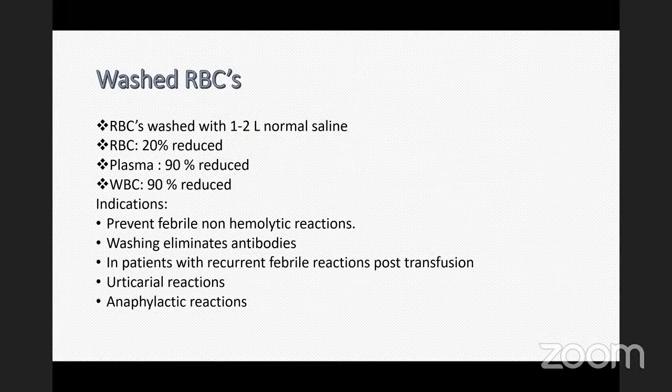We'll continue with the popular one, the washed RBCs. The RBCs are washed with 1 to 2 liters of normal saline; RBCs are reduced by 20%, plasma by 90%, and WBCs by 90%. The indication for washed RBCs could be to prevent febrile non-hemolytic reaction, which we're going to talk about later. Washing eliminates antibodies in patients with recurrent febrile reactions, post-transfusion urticarial reactions, and anaphylactoid reactions. So mainly any kind of reaction with the blood products.